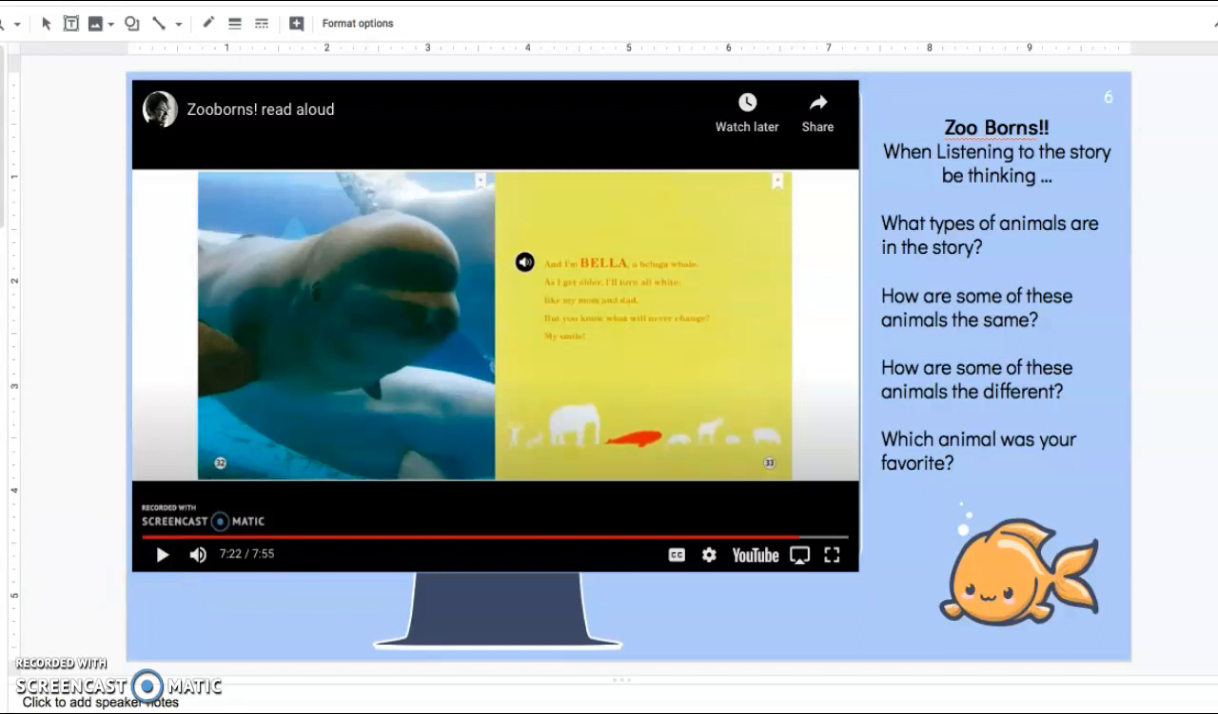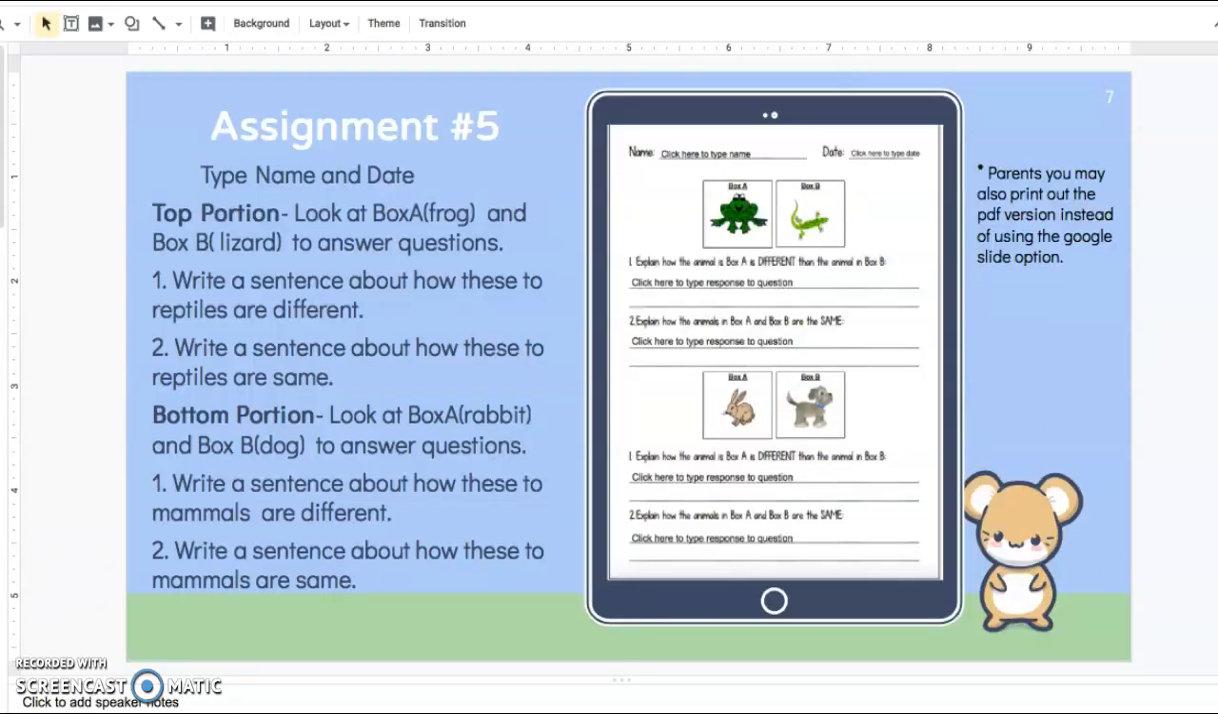Great job, friends. Now we're going to talk about this week's assignment. So you're going to see a paper that looks like this. You're going to type in your name and date. Then you're going to look at box A and box B, which is a frog and a lizard. Question number 1, you're going to type how they are different. Question 2, you're going to type how they are the same.